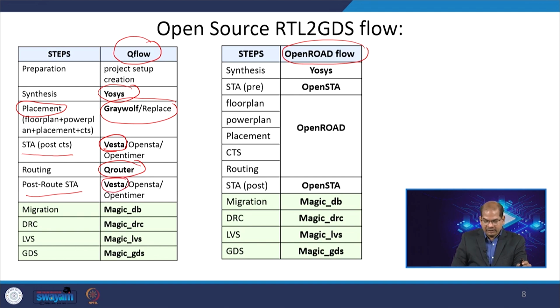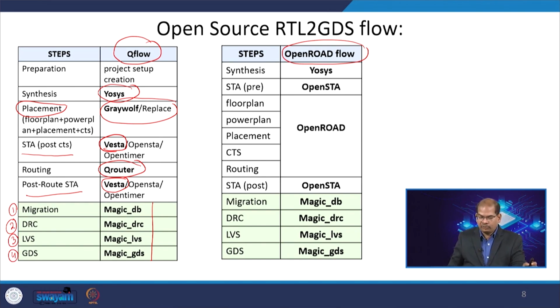Then we do the migration of the GDS file, we use the GDS file in Magic. Magic is a layout editor tool, an open source layout editor tool, which does migration, DRC check, LVS check, and opening the GDS file for viewing. All these are done. This is related to Qflow.